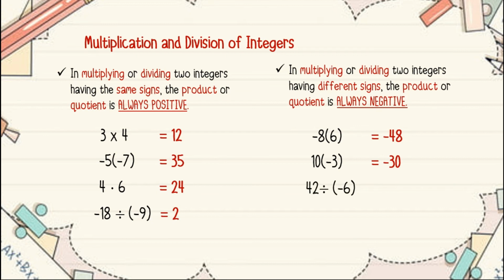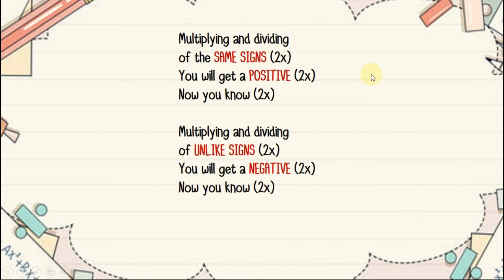Next, 42 divided by negative 6. So you know that the quotient here is negative because they have unlike signs. 42 divided by 6 is 7. So the quotient here is negative 7. And finally, negative 54 divided by 9 will result to negative 6. We have also a song for multiplying and dividing integers. It goes like this.